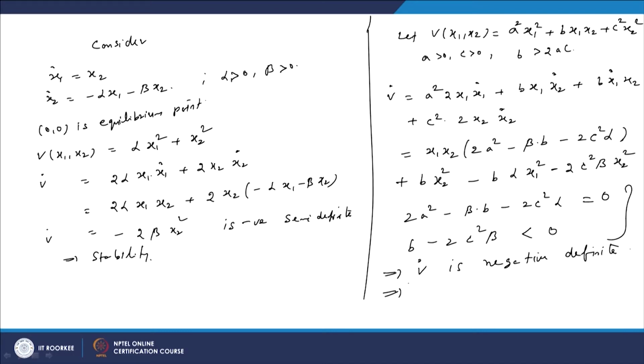So, we can easily verify that such selection is always possible. So, in this case we can conclude that the system is asymptotically stable, or the trivial solution x equal to 0 is asymptotically stable according to the theorem which we have seen in the previous lecture.